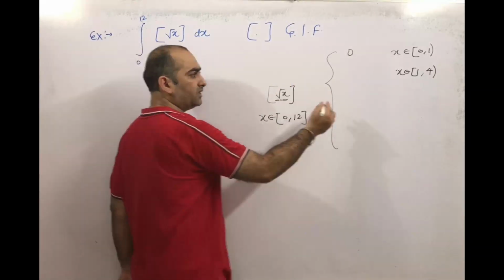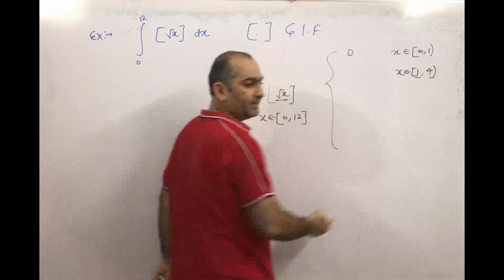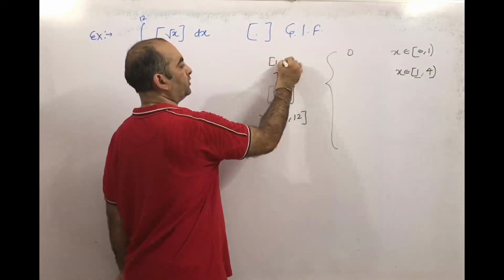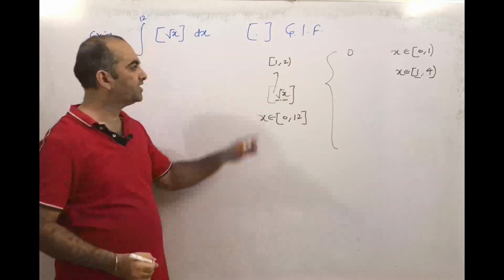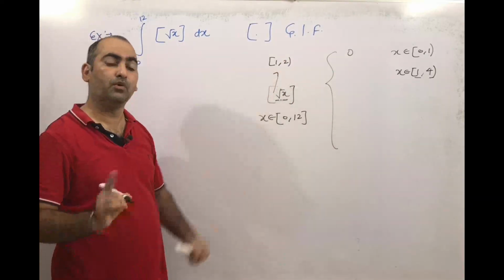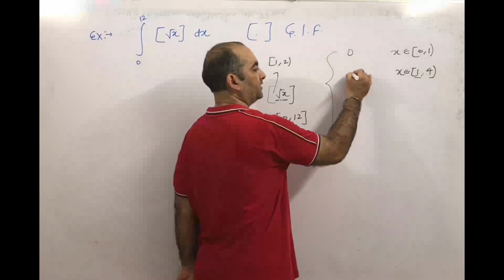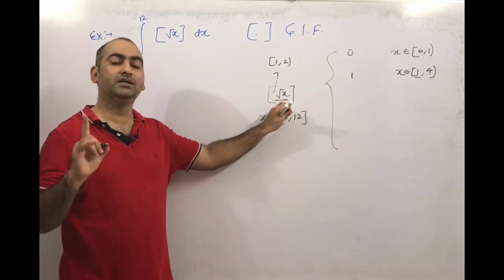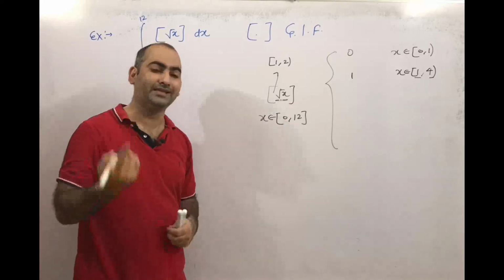So if x is from 1 to 4, then the quantity inside lies from 1 to 2, and the greatest integer is 1. At x equal to 4 it will become 2. Then when will it become 3?